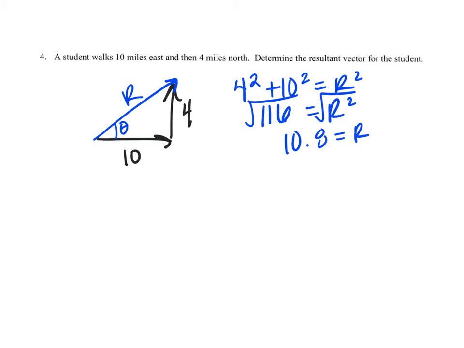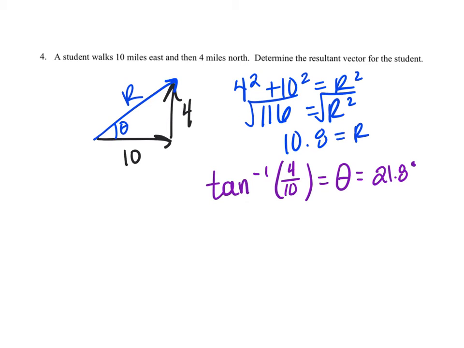Now we want to find the angle that our resultant vector is going. So we're going to use inverse tan for this. And so 4 is the opposite side, 10 is your adjacent side, and that will equal your angle, which is going to be 21.8 degrees. And remember, put your calculator in degree mode, not radians.